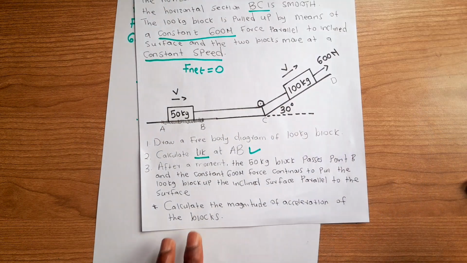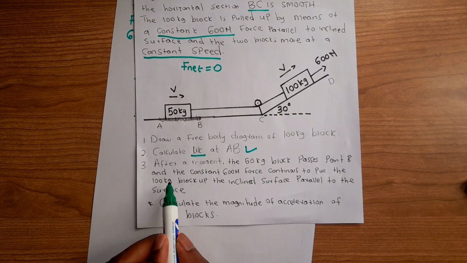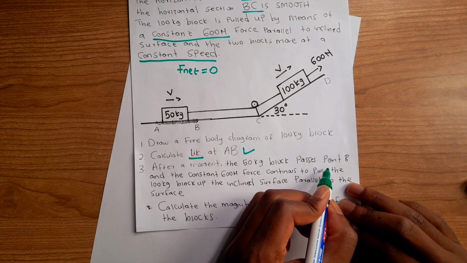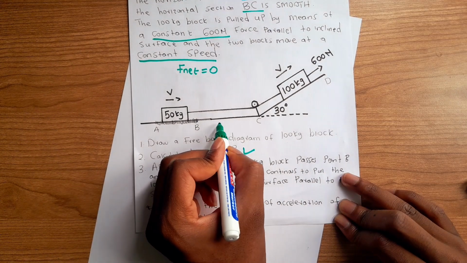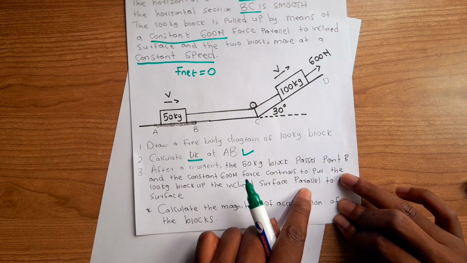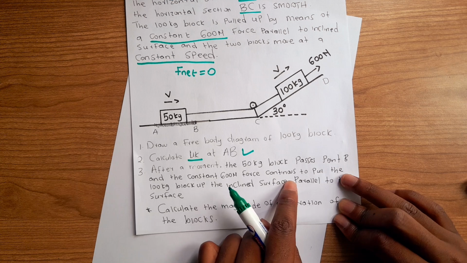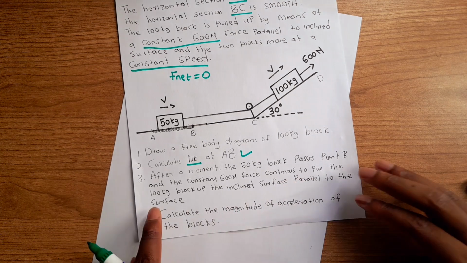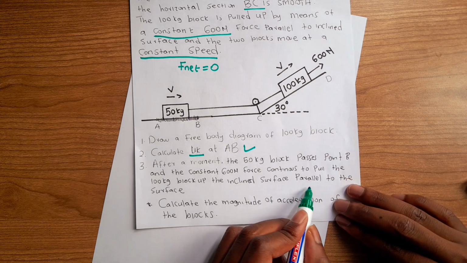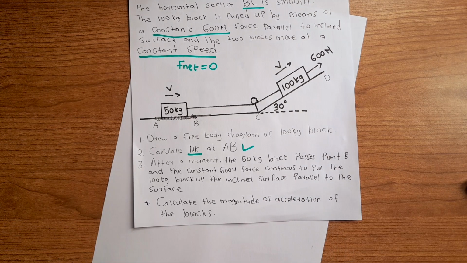They say, what is this question saying? After a moment, the 50 kg block passes point B. It now passes point B. Remember, this is frictionless. This is friction free, right? It passes point B, and the constant 600 Newton force continues to pull the 100 kg block up the inclined surface, parallel to the surface. Calculate the magnitude of the acceleration of the block, right?